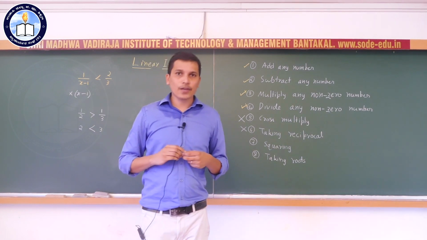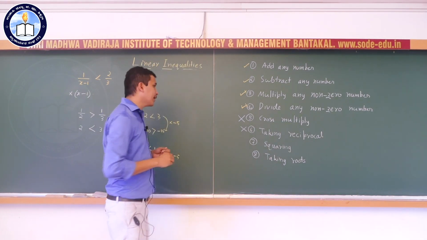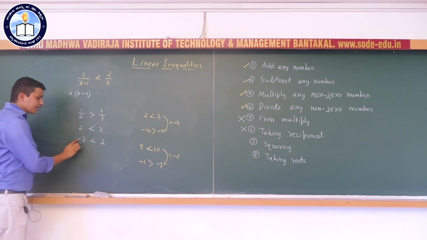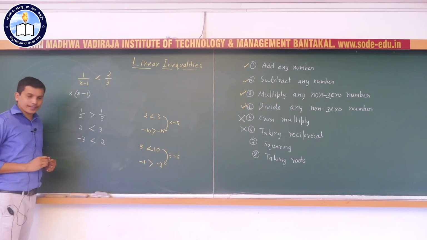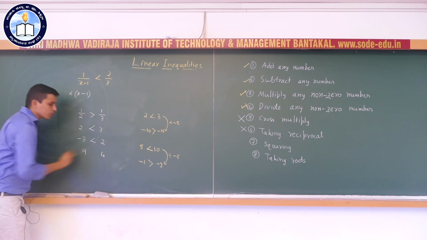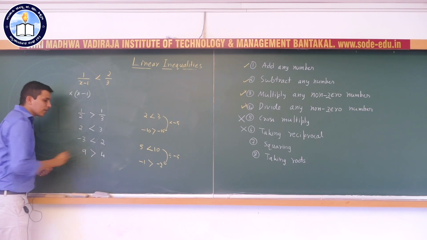Okay, it's your task, in case of inequality, solving that inequality. We'll check for that squaring now. Suppose minus 3 is less than 2, right? But while squaring, here it becomes 9 and here it is 4. So which one is larger? 9 is larger than 4, right?